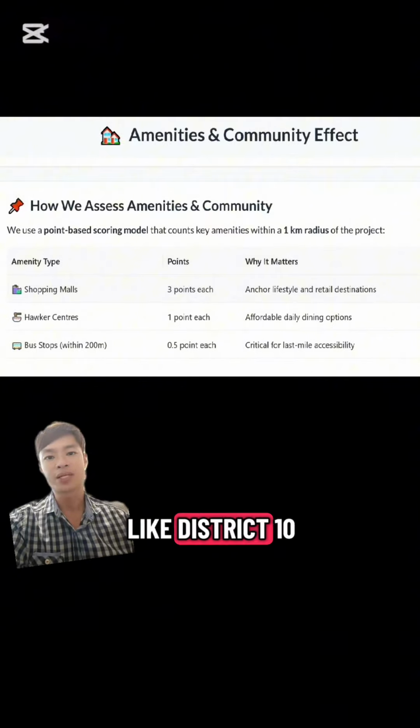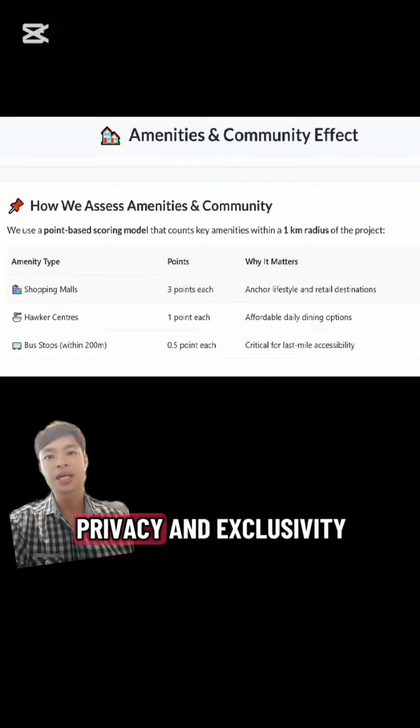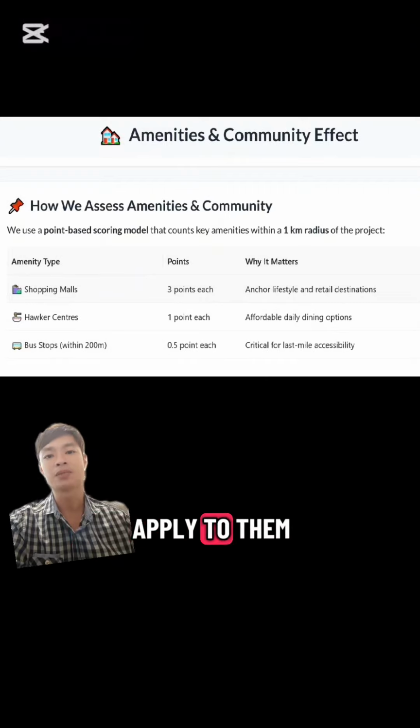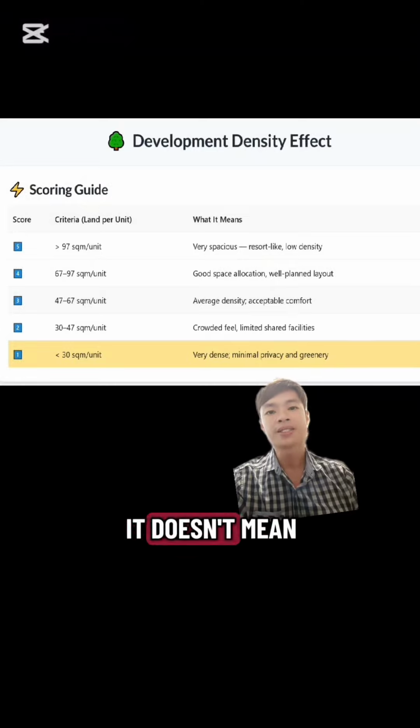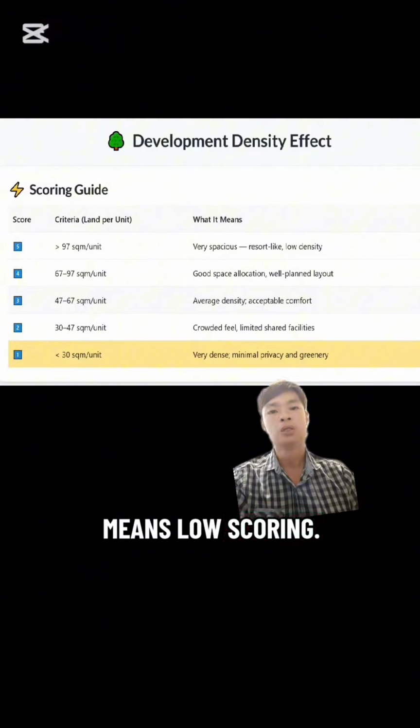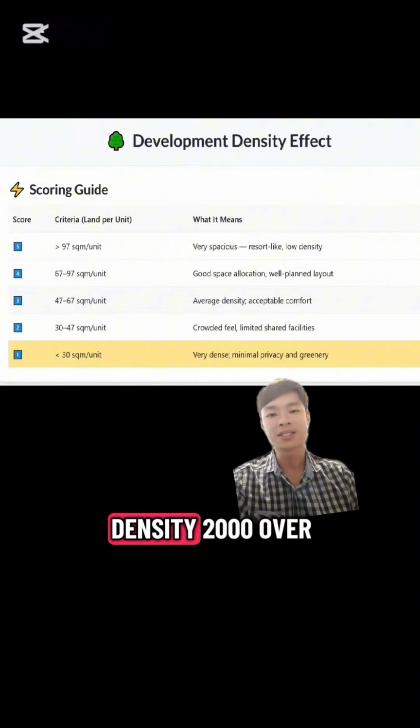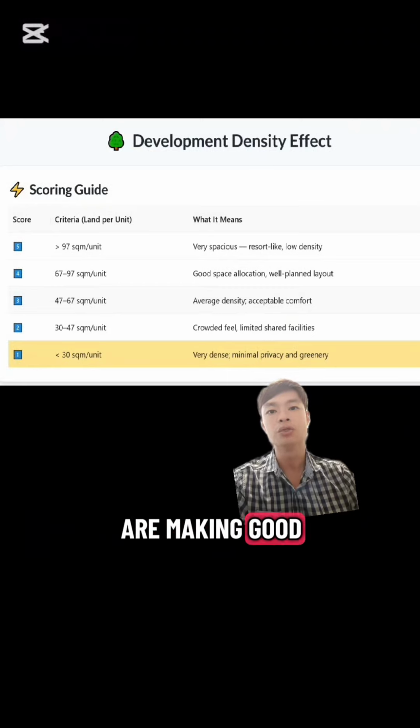For some areas like District 10, where people drive or they prefer privacy and exclusivity, this does not apply to them very much. For development density effect, it is also not applicable to every area. It doesn't mean that high density means low scoring. Look at Treasure at Tampines. They have high density, 2,000 over units, but they are making good gross profit.